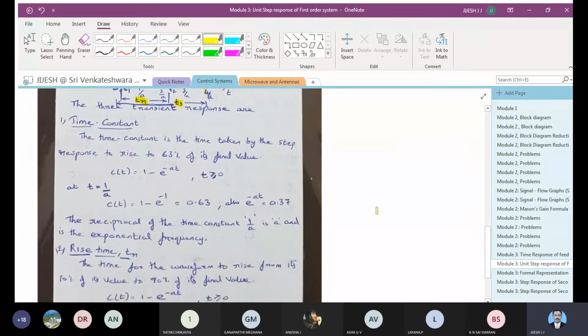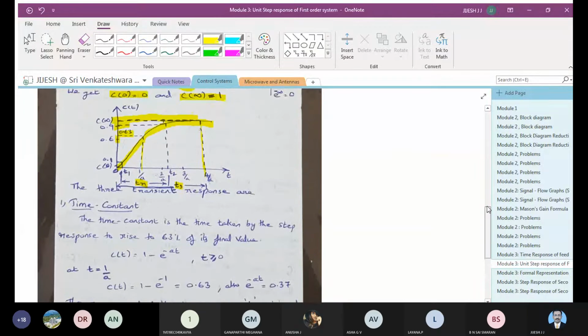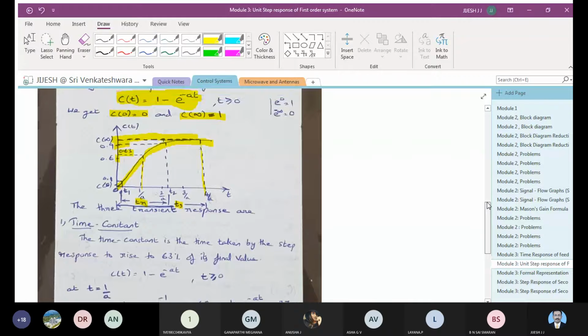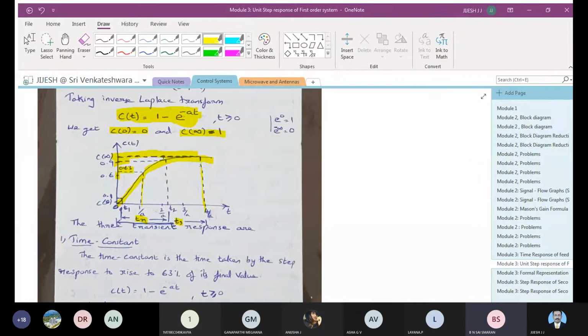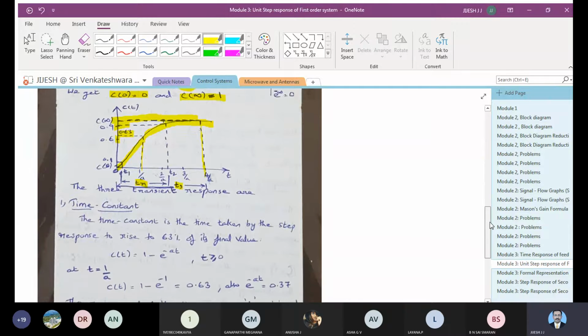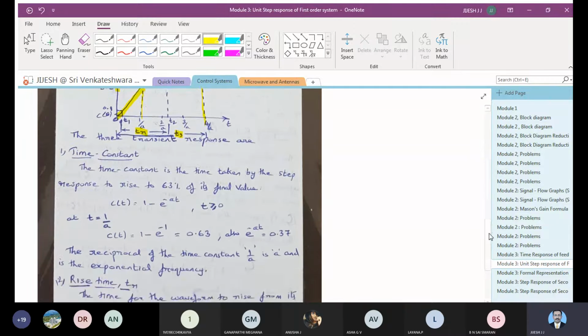So what is time constant? All of you have drawn this diagram in the previous class, no? Yes, sir. Okay, so we will continue from here. The time constant is the time taken by the step response to rise to 63% of the final value.